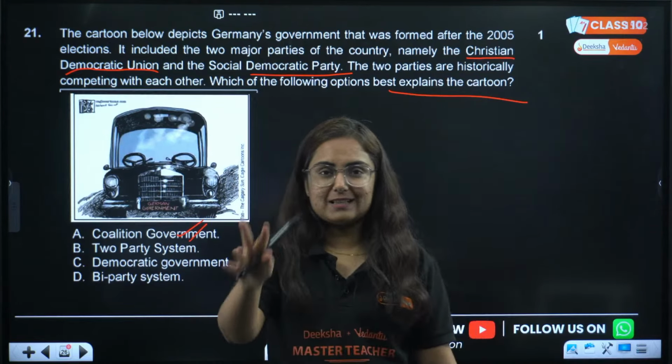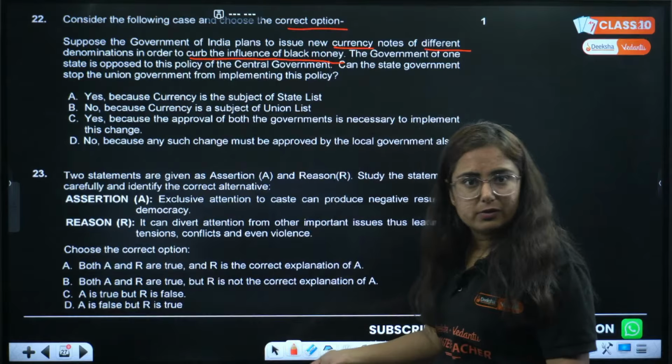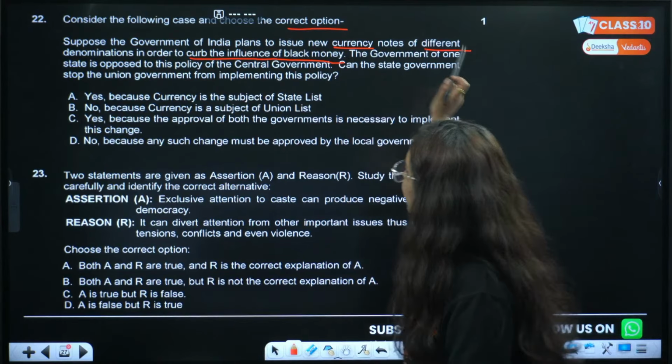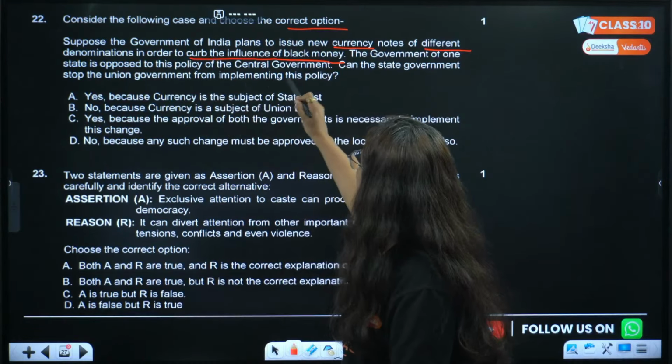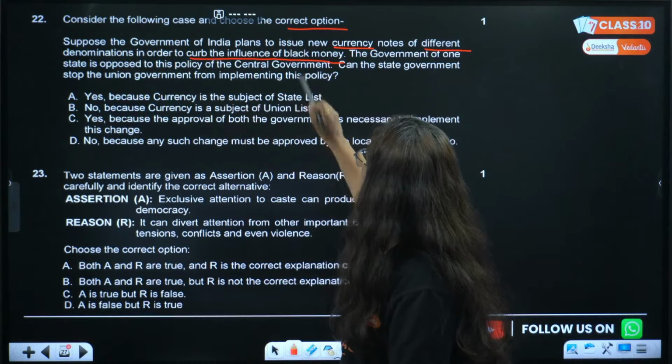Very good. Next question. Okay, we will be solving 22nd first and then we will be moving to 23rd question. 22nd question, consider the following case and choose the correct option. Suppose the government of India plans to issue new currency notes of different denominations in order to curb the influence of black money, like our country did, right? The government of one state is supposed to do this policy of the central government. Can the state government stop the union government from implementing this policy?